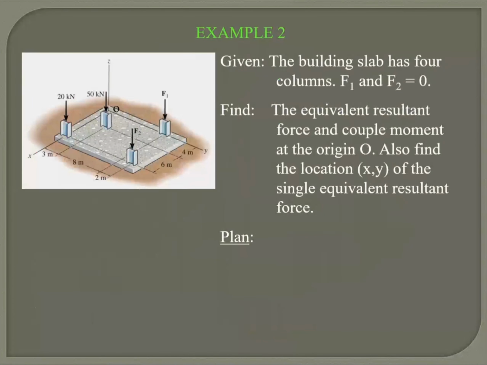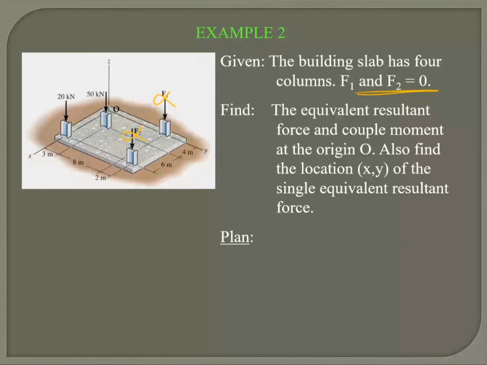Now this is a bit 3D. Okay, so it says here we've got a building slab that has 4 columns. F1 and F2 are 0, so ignore that. Don't consider it, as it says the force is 0. We need the equivalent resultant force and couple moment at the origin O. So this is the O point, and that's where we want to find the resultant and the couple moment.